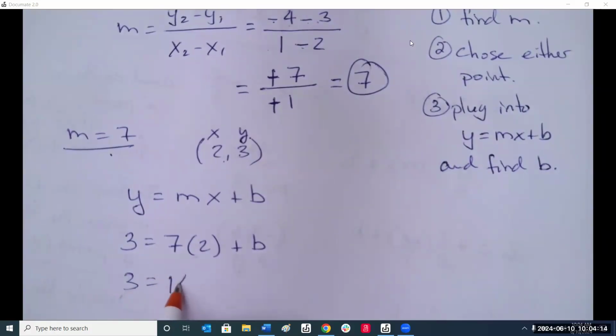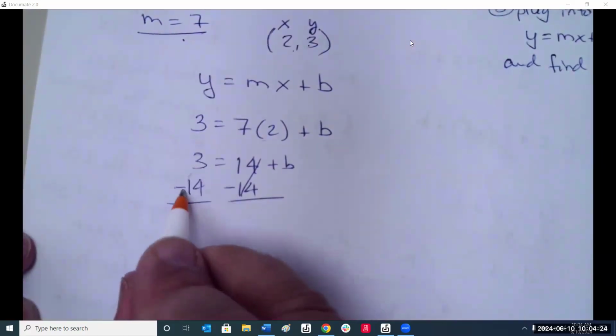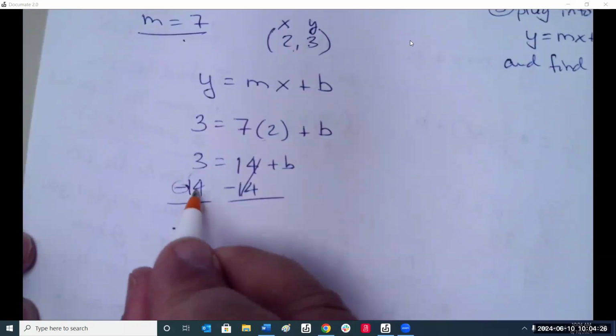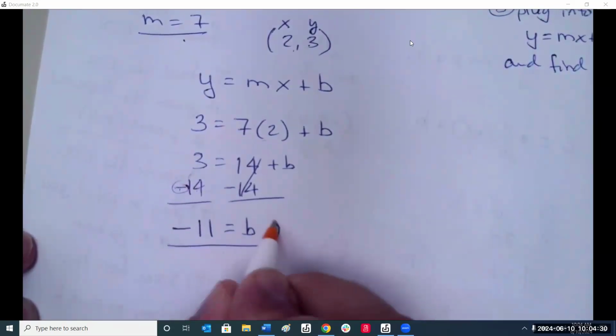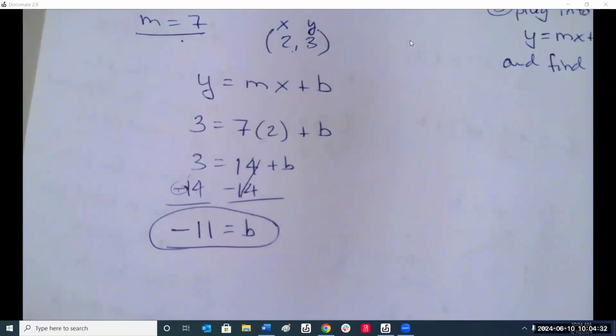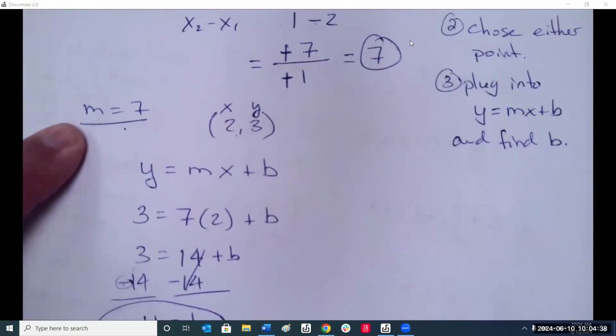Seven times 2 is 14. Subtract 14 from both sides. 14 is bigger than 3. It's negative, so the answer is negative. 14 minus 3 is 11. So I have my slope. I have my slope there.